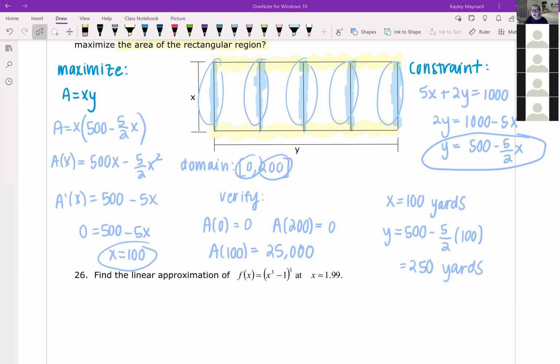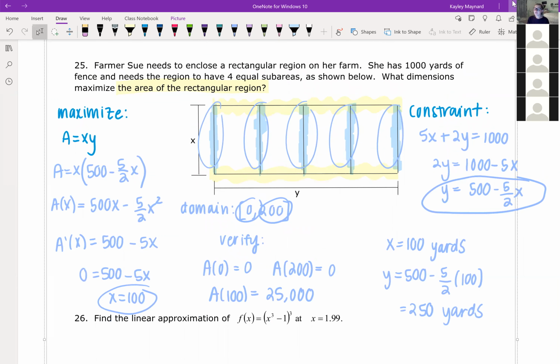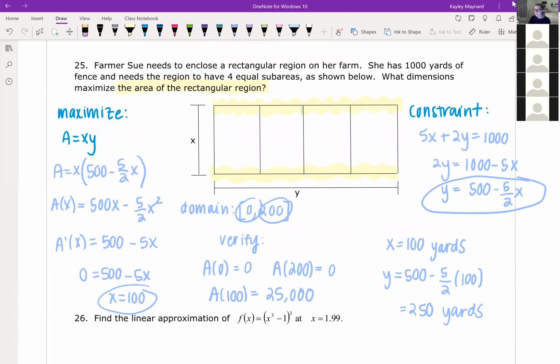Oh, okay, so I got a question on how I got 200 again. When you're looking for the domain here, you're looking for any values that you can plug in for x. So sometimes it's helpful to go back and think about what x actually is. x is these vertical lengths here in the middle. Let me go ahead and highlight them. Okay, so this is x, this is x, this is x, this is x, and this is x. So what can I actually plug in for x?